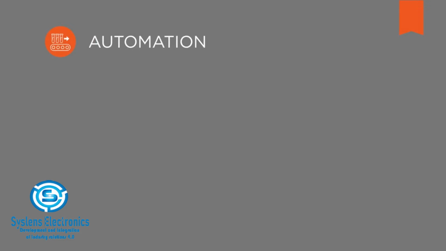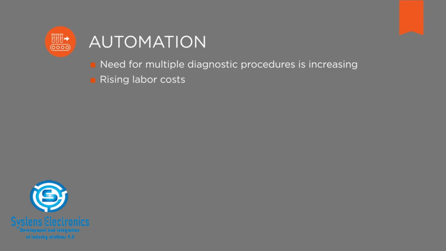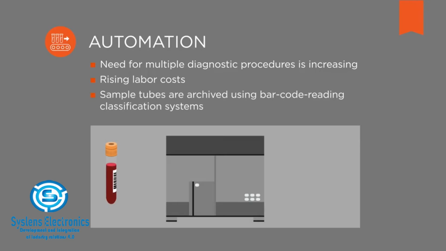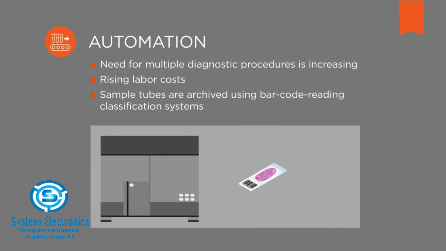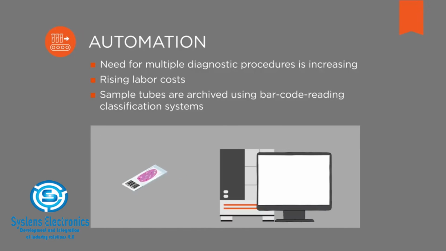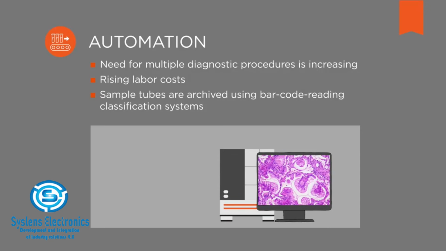Number 3. Automation. There are 2 trends driving development in this field. The need for multiple diagnostic procedures is increasing. This is also due to demographic factors. At the same time, rising labor costs create the need for more automation. Tubes of blood samples, for example, no longer need to be manually stored by laboratory workers, but are archived using barcode reading classification systems.